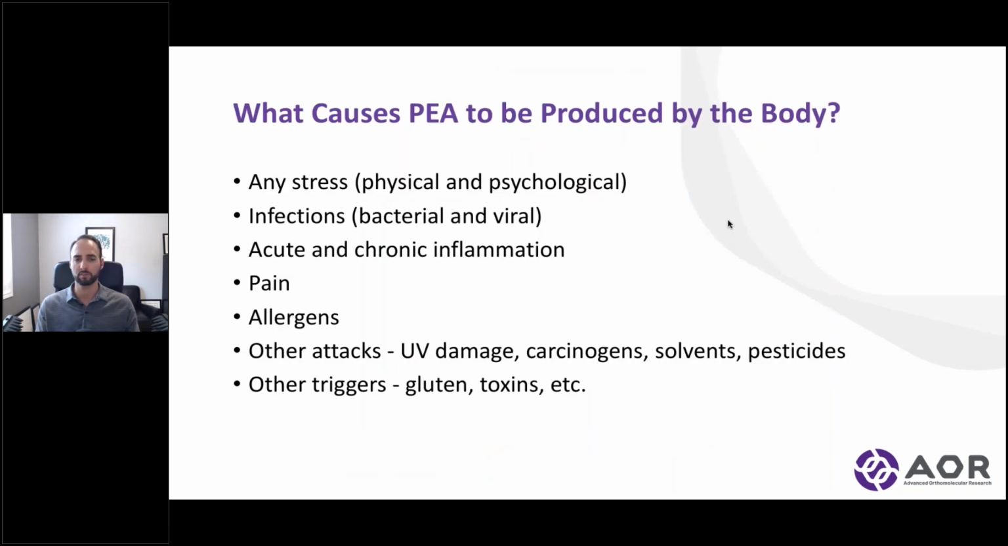What causes it to be produced? Well, probably from what you've already seen so far, you can guess that any sort of need, stress, both psychological and physical, infections, chronic inflammation, acute inflammation, pain, allergens, anything that damages the body, for example, like a sunburn, pesticides, chemicals, even foods that we eat that are producing an allergic response, any sort of stressor the body interprets and perceives, PEA is going to be produced. The endocannabinoid system is going to be activated. This is really important to understand because it helps us grasp that PEA is a go-to molecule that's being produced on demand.